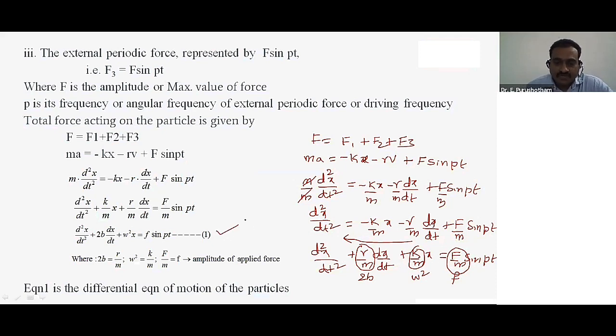That is d²x/dt² + 2b dx/dt + ω²x = f sin pt, where 2b = r/m is the damping coefficient, ω² = k/m, and capital F by small m is small f, the amplitude of applied force. So this equation 1 is the differential equation of motion of the particle.